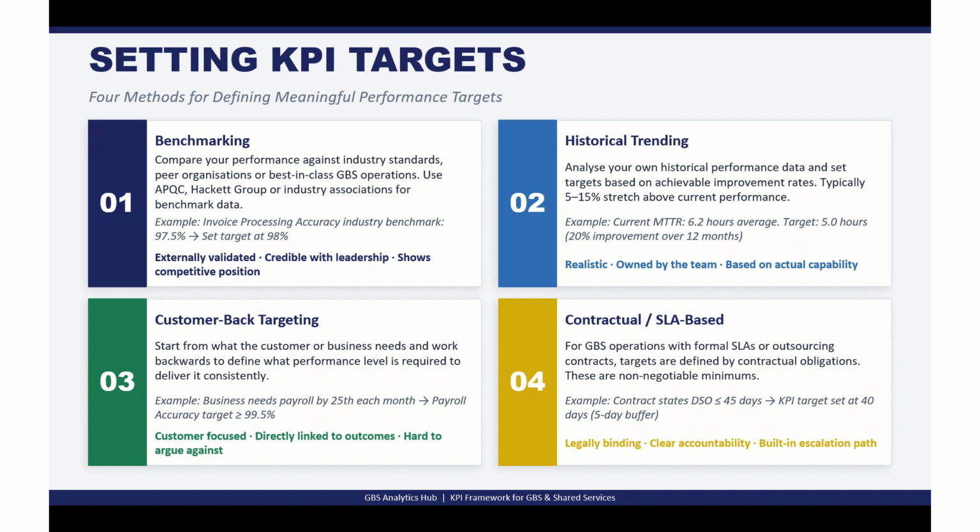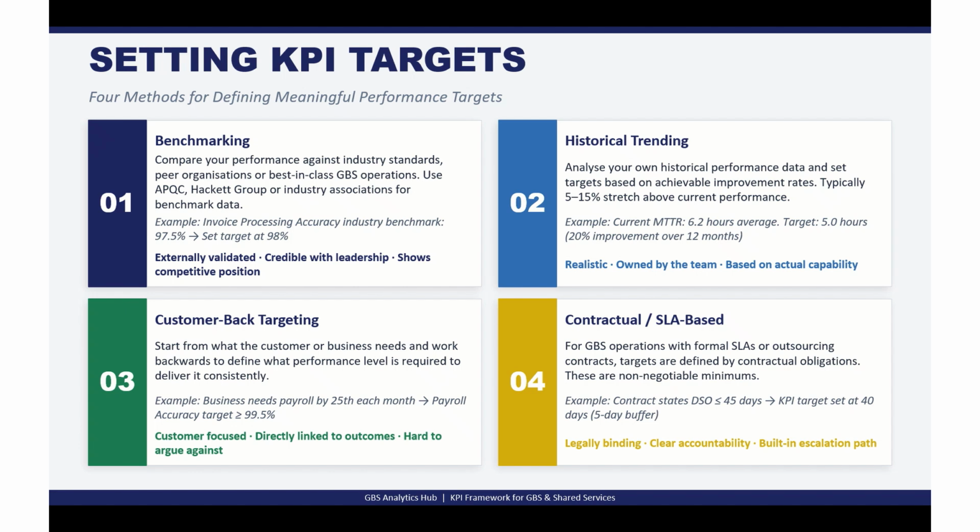Method 3, customer back targeting. Start from what the business needs and work backwards. The business needs payroll by the 25th of each month, so payroll accuracy must be 99.5% or above. This approach is customer focused and hard to argue against.